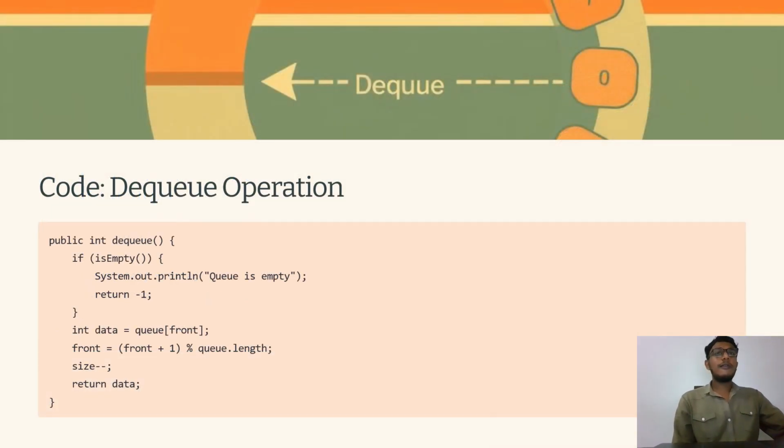Let's move to the dequeue operation. In the dequeue method, we first check if the queue is empty using the isEmpty method. If it is, we print a message and return -1. Otherwise, we retrieve the item at the front position, move the front pointer to the next position, decrement the size and return the removed item.